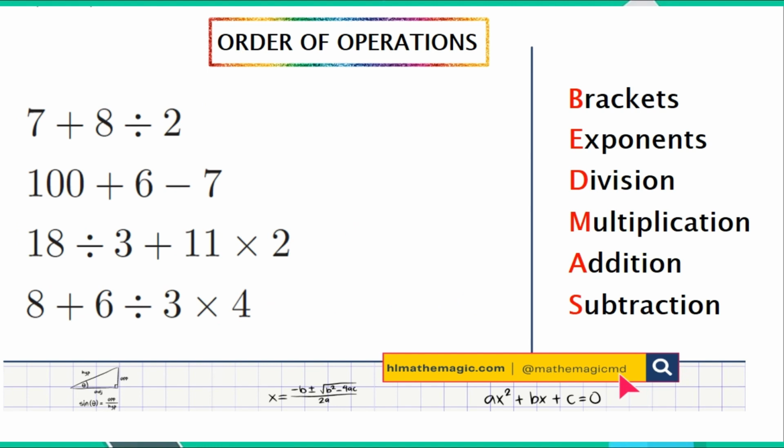Starting with 7 plus 8 divided by 2. And yes, 8 divided by 2 will go first, and that'll give you a 4. And then 7 plus 4 will be 11. On to the second question. So here you could just do 6 minus 7 is negative 1. 100 minus 1 is 99. On to question 3.